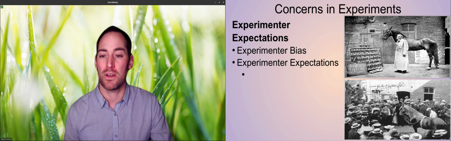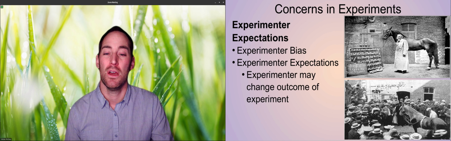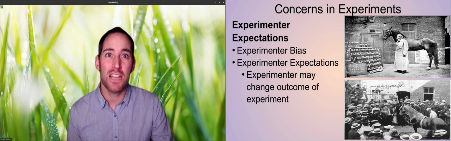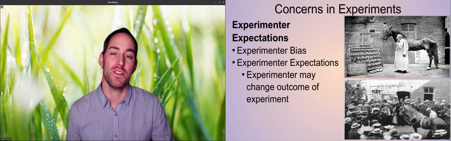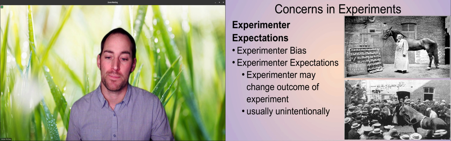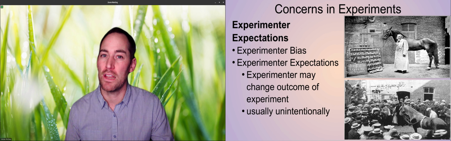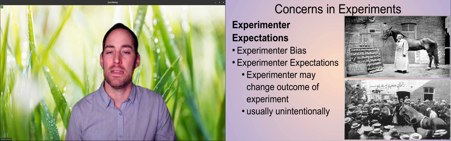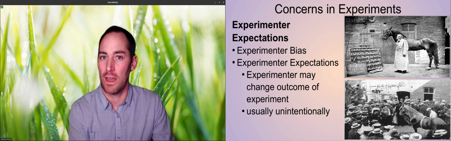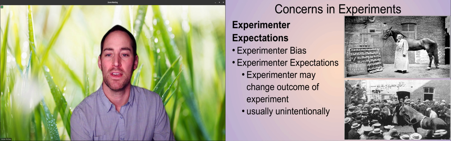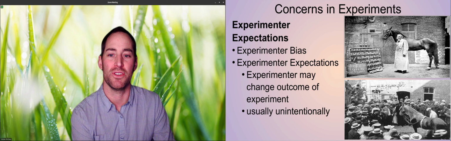So experimenter bias, experimenter expectation, we might intentionally or unwillingly change the outcome of the study. So usually this is unintentional. It might be intentional as well. Hopefully not. Hopefully I've taught you enough about research methods. You're not intentionally trying to bias your studies.